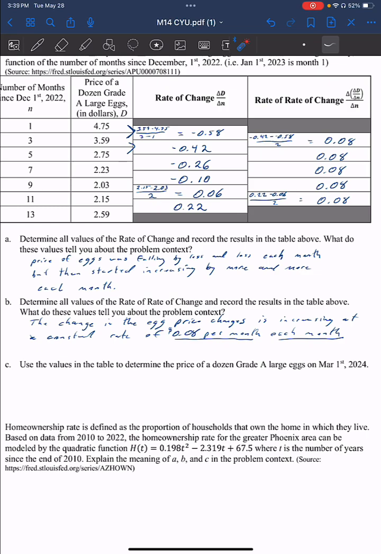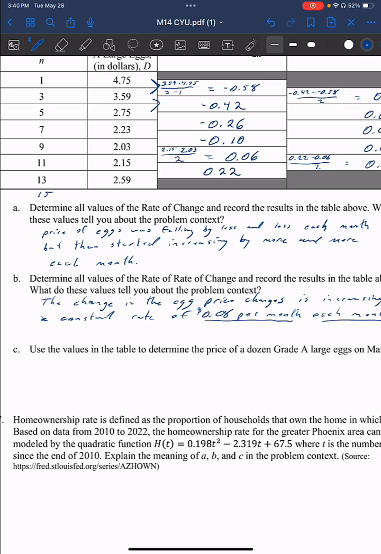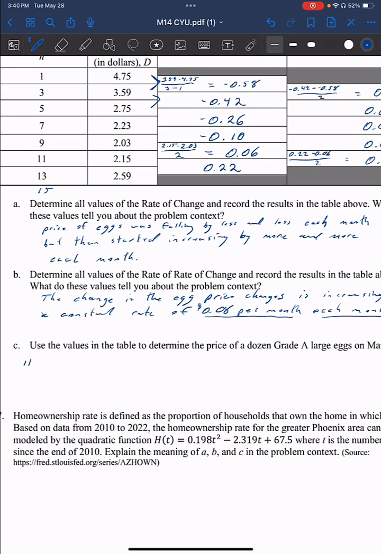All right, and then it says use the values in the table to determine the price of the eggs on March 1st. And so I see that was January, March 1st, 2024. So this is 13, January 2023. This is January 2024. So the next would be March, and that would be 15 there. So again, like I did in the other problem, I'm going to take my table, bring it down here so I can work with it.